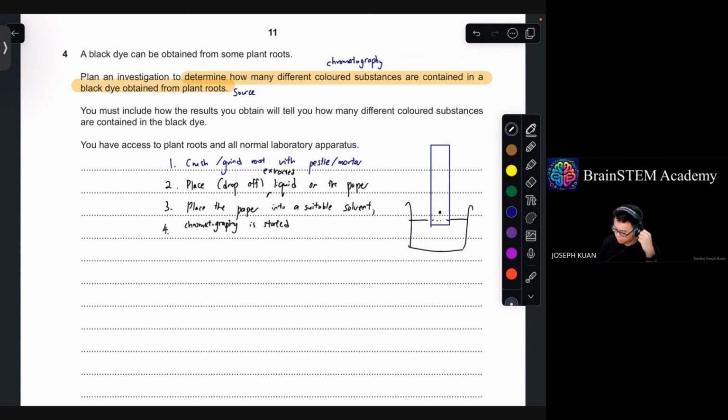And then once the solvent diffuses across the paper, you should see a set of colors. So with that said, the number of colored spots represents the different chemical substances.